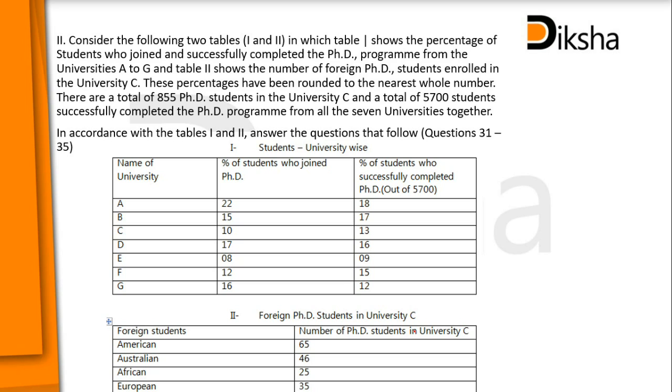So here the thing you want to understand is that there are 7 universities, there are percentages of students who join PhD, and also percentages of students who successfully completed PhD, and they have given two values. One value is the total number of students who completed PhD, that is 5700, and another value is the number of PhD students in University C, that is 855. And they have also given the foreign PhD students in University C: American 65, Australian 46.